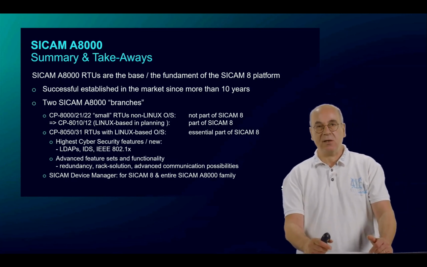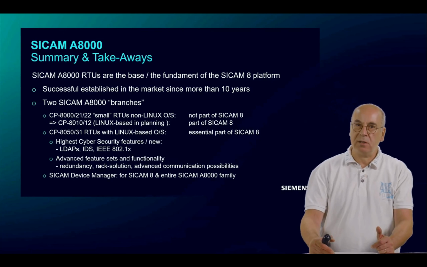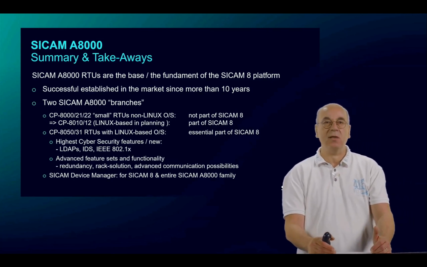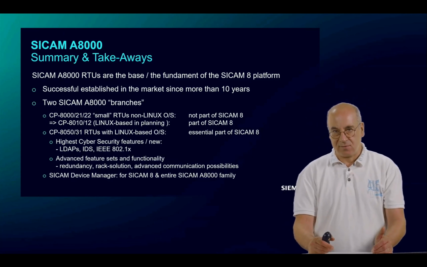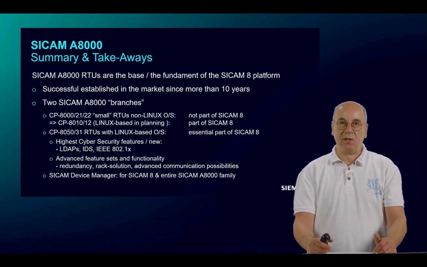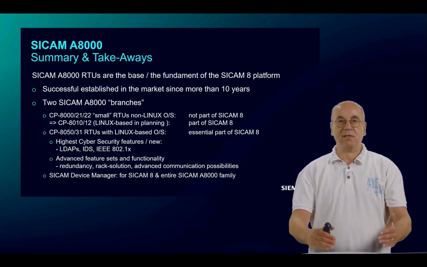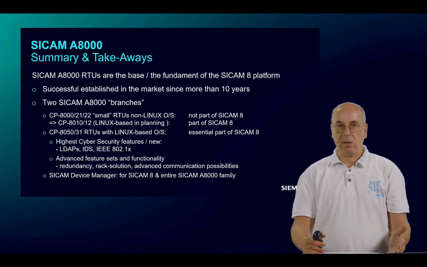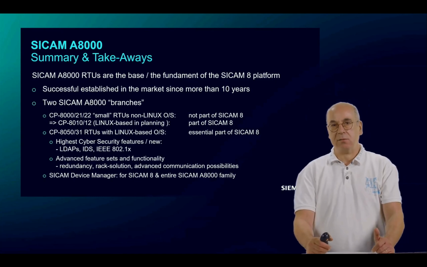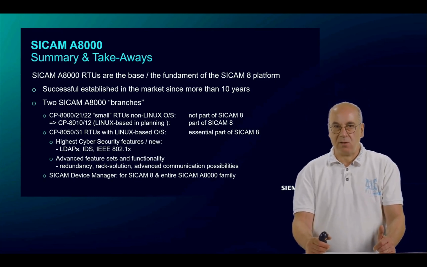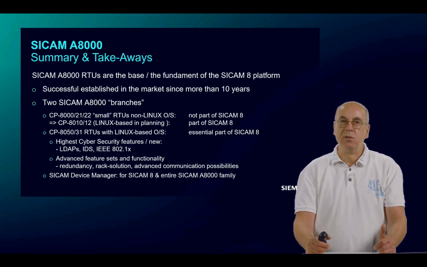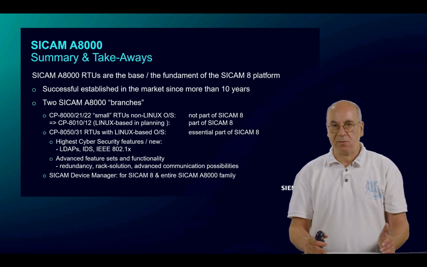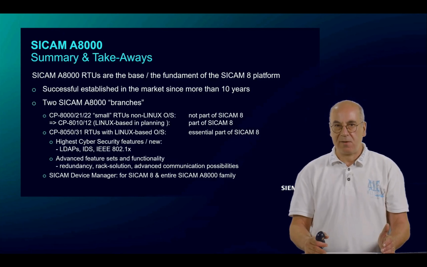Soon, the CP8021 and CP8022 followed, and then the Linux-based CP8050 joined the SICAM A8000 family in 2017, and the CP8031 in 2021. The SICAM A8000 family basically consists of two branches. The small CP8000, CP8021, CP8022 RTUs use a non-Linux operating system, and therefore are not part of the SICAM A8000, SICAM 8 platform.